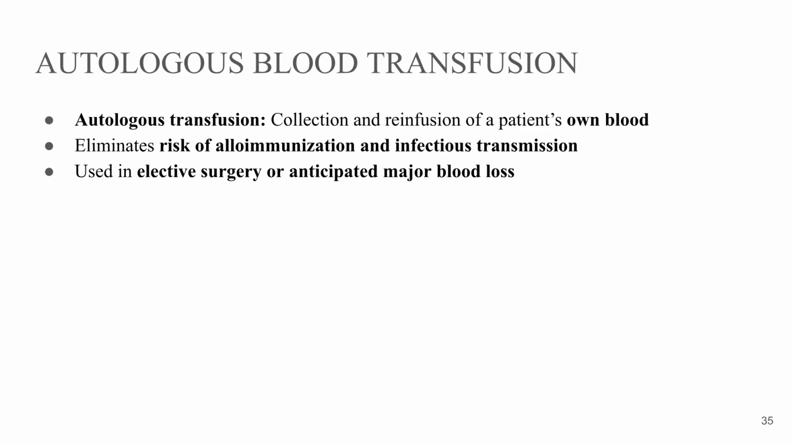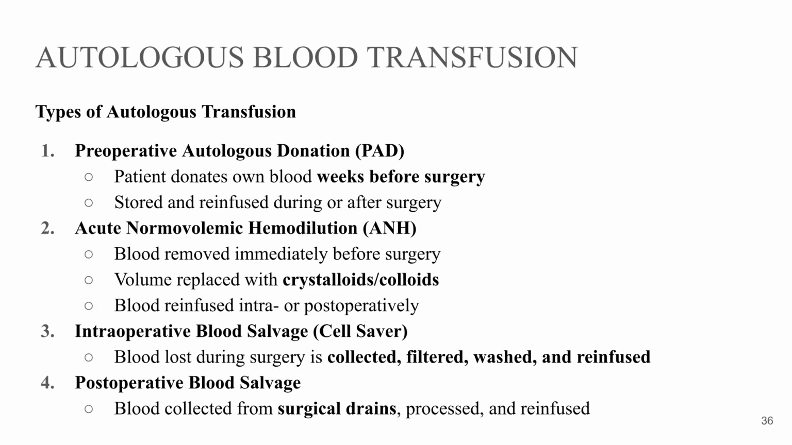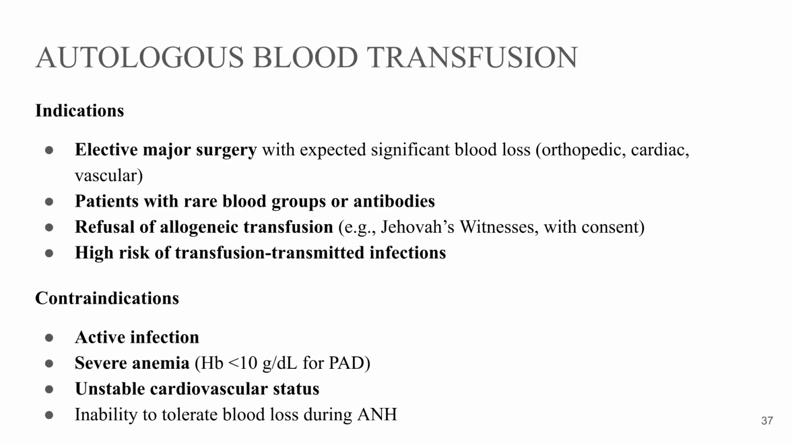Autologous transfusion involves collecting and reinfusing a patient's own blood. This eliminates the risk of alloimmunization and infectious transmission and is used in elective surgery. Types of autologous transfusion include preoperative autologous donation, acute normovolemic hemodilution, and intraoperative or postoperative blood salvage. Autologous transfusion is indicated for elective major surgery, rare blood groups, or patient refusal of allogeneic blood.